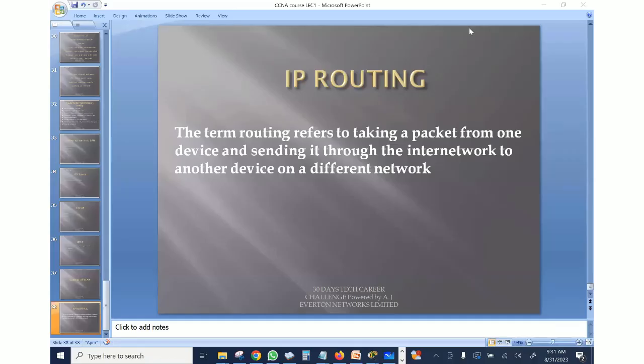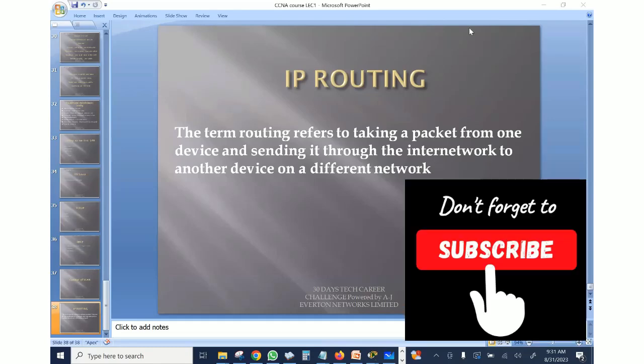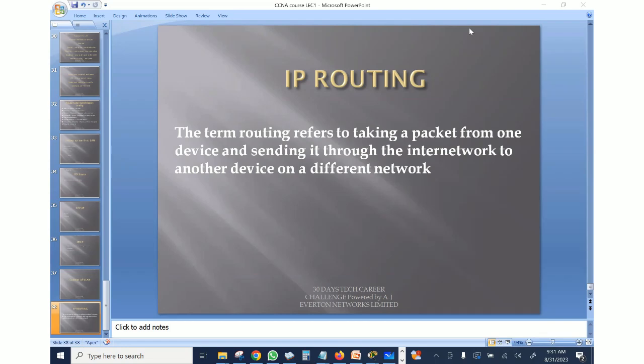Welcome back. So let's talk about routing. Routing is also called IP routing. You will only find this in a very complex network environment. So what is routing? I like this definition, that is why I brought it here.